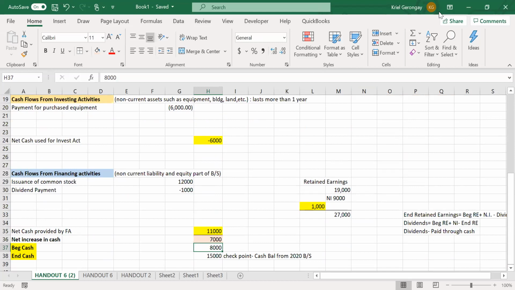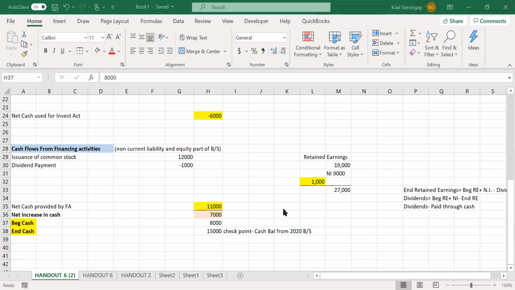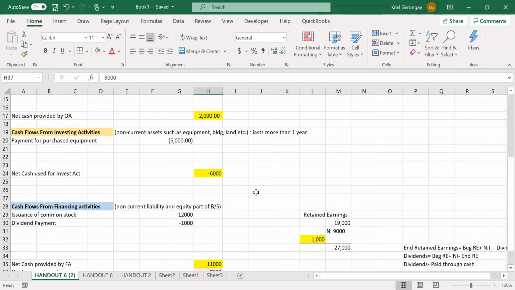That's the one? That's all it is. It's just the three sections, and then you find the net increase or decrease in cash. Yeah. Okay. Thank you.